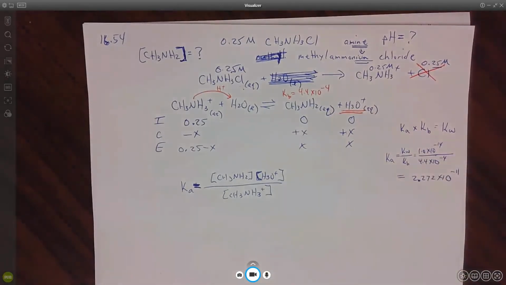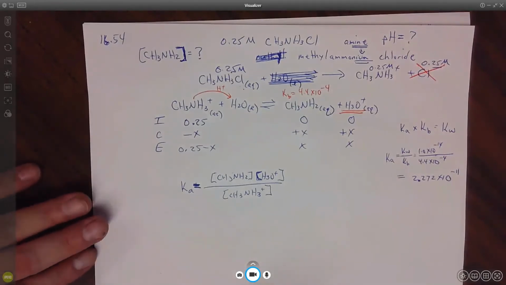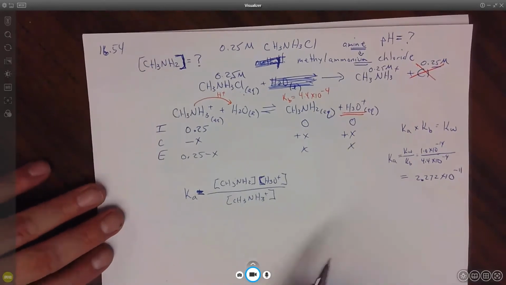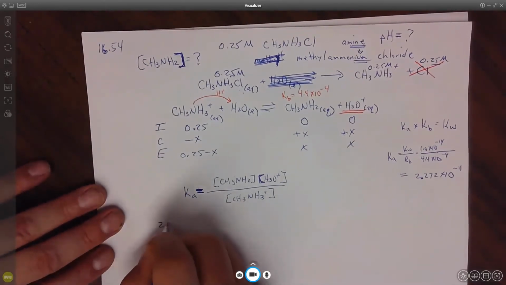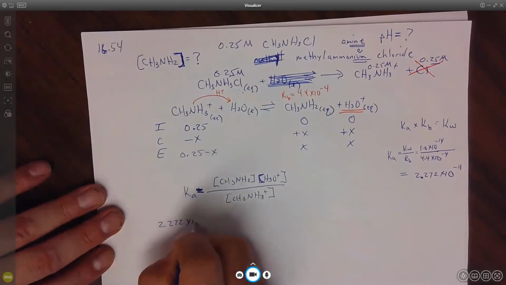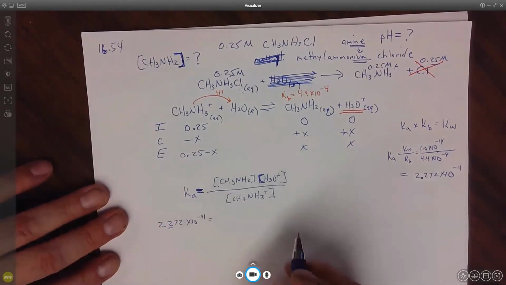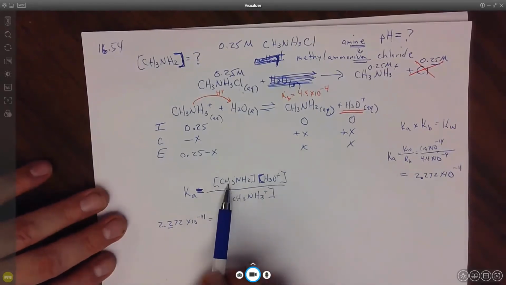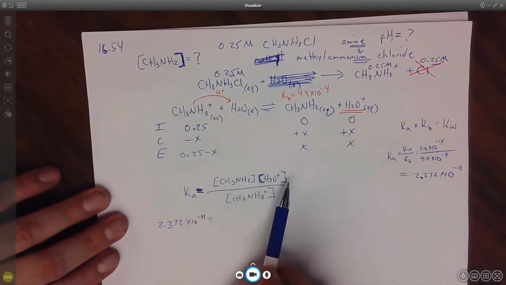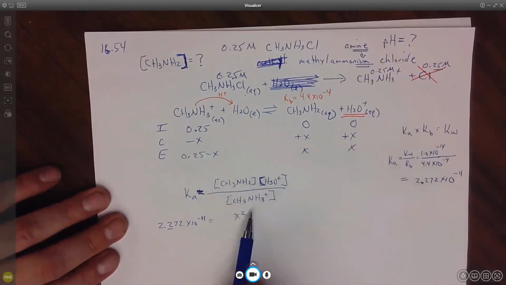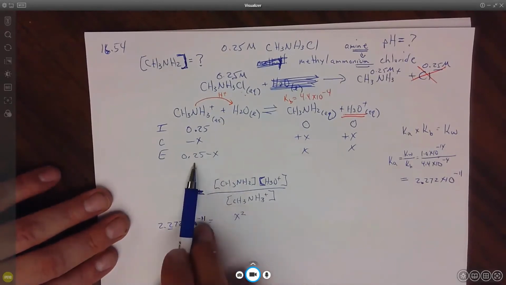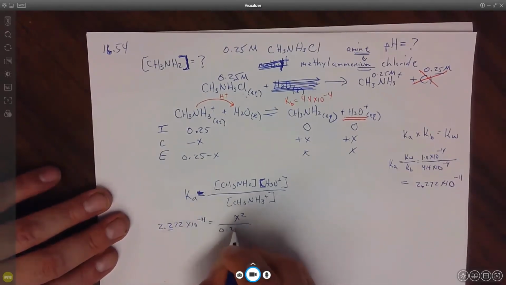Okay. Is everybody good with that? Okay, so now we know Ka. Ka is 2.272 times 10 to the negative 11. The concentration of the methylamine is X. The concentration of the hydronium is X. X times X is X squared. The concentration of the methylammonium ion is 0.25 minus X.